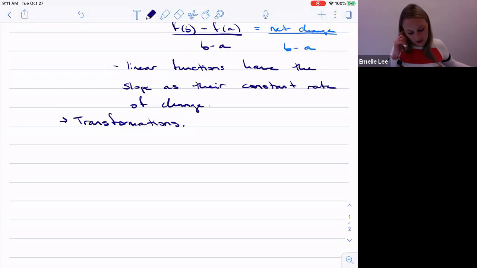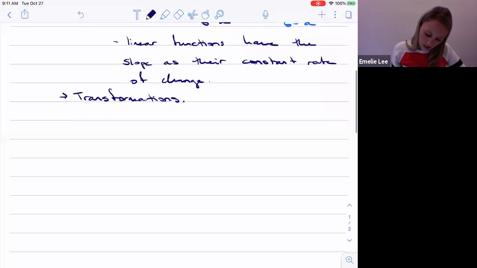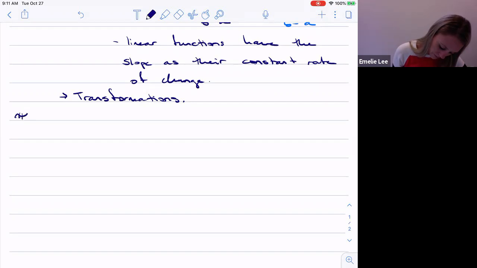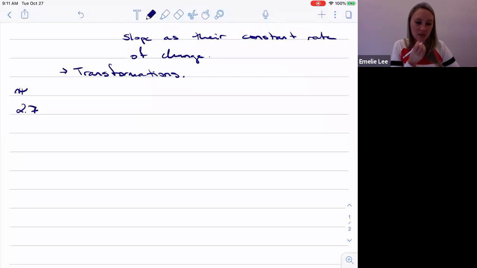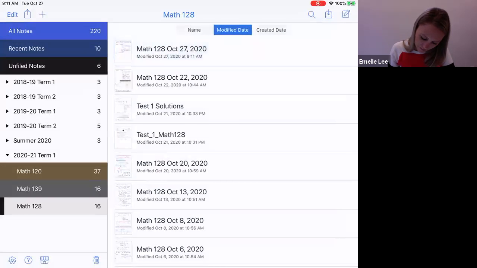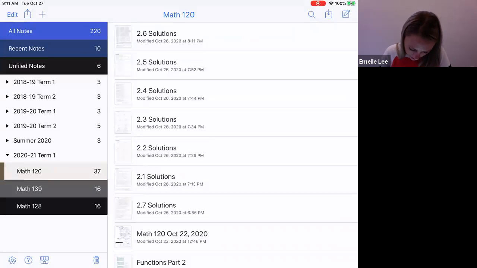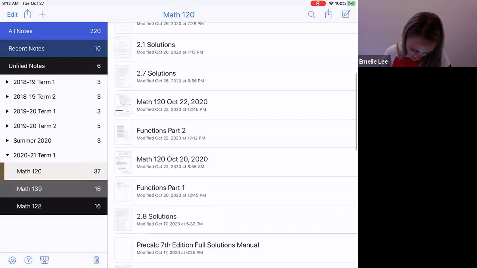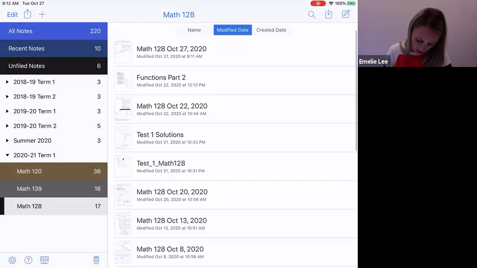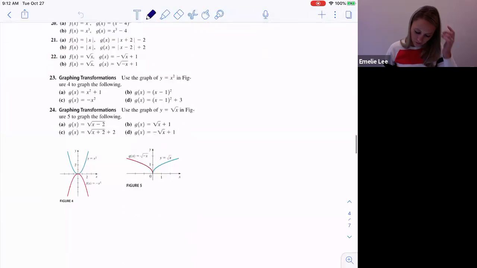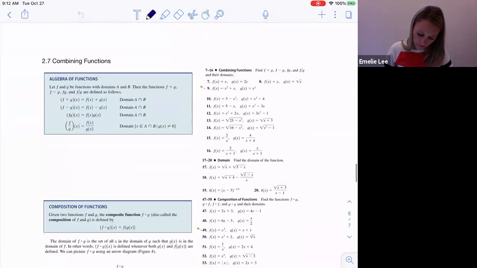So today, we're going to start in 2.7. So the notes for 2.7 here, where are they? Probably over here. Okay. So in 2.7, we're going to be combining functions.